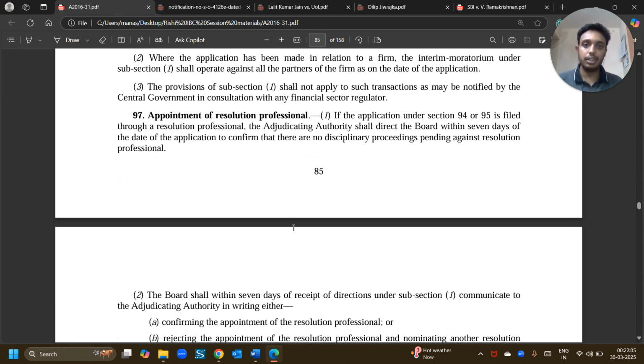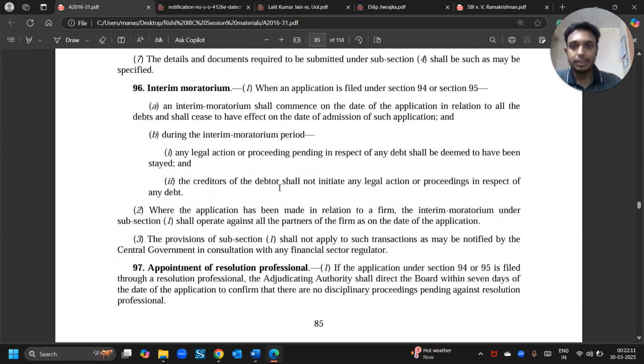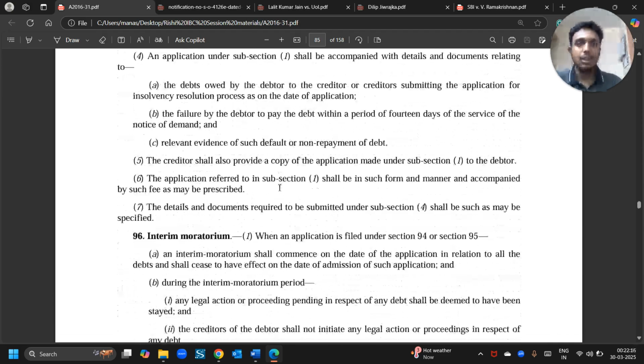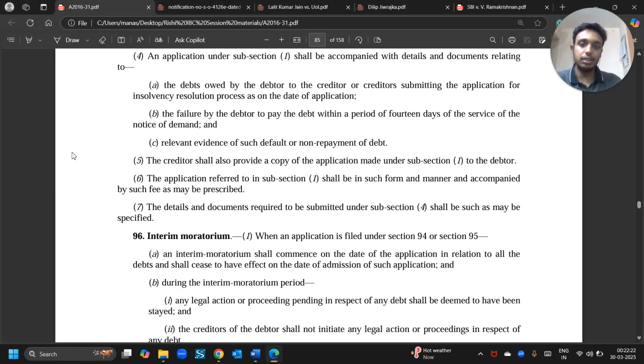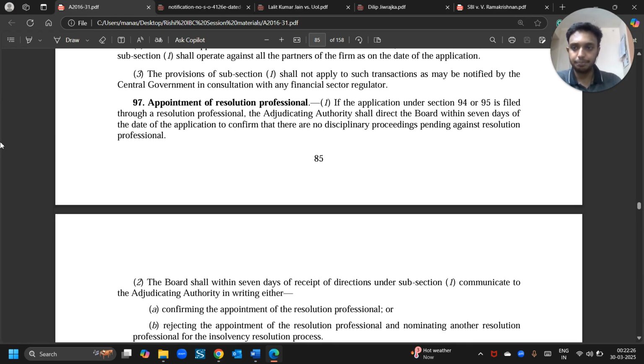Now proceeding with the resolution process. Section 97 deals with appointment of resolution professional. So till here we have seen how interim moratorium will become applicable, when exactly it happens, who can make an application, which is either the creditor or the debtor, and the scope and extent of interim moratorium.